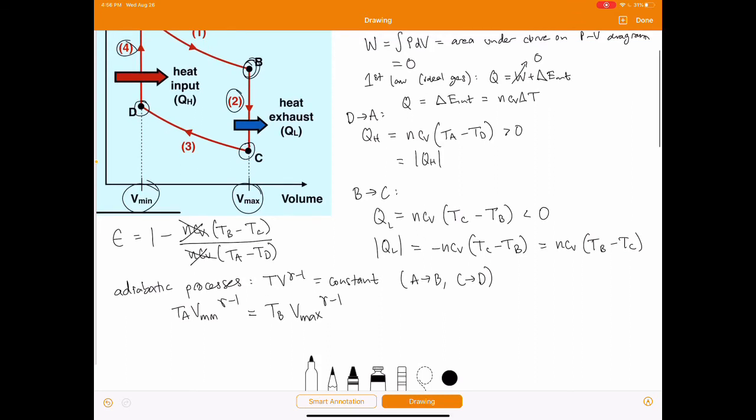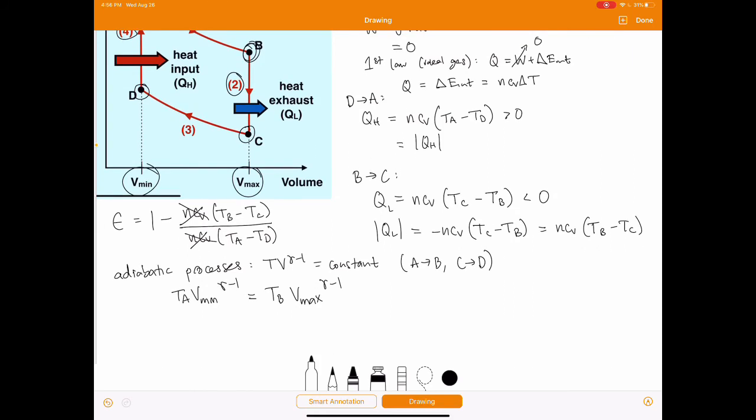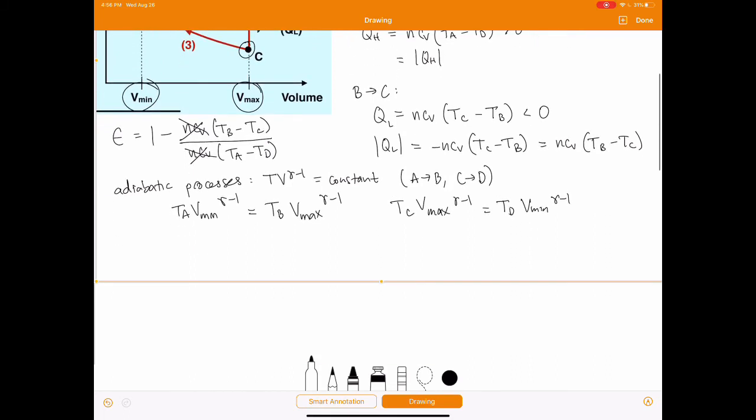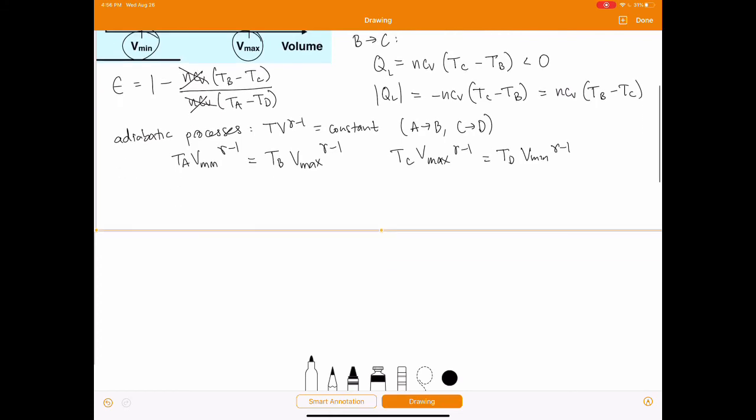Okay, let's do the same thing for the other adiabatic process. Again, that's the one that takes us from C to D. That one gives us TC times the volume at that point, which is Vmax, to the gamma minus 1. That equals TD times the volume, which is Vmin, to the gamma minus 1. Okay, so we have these two adiabatic relationships. Here's what we can do with them.